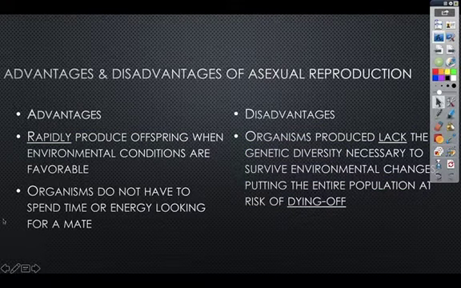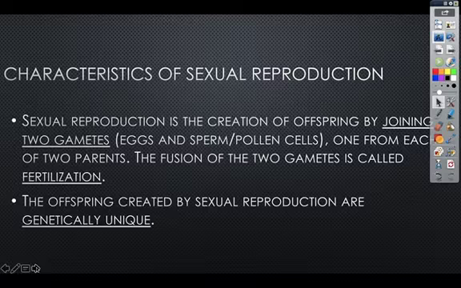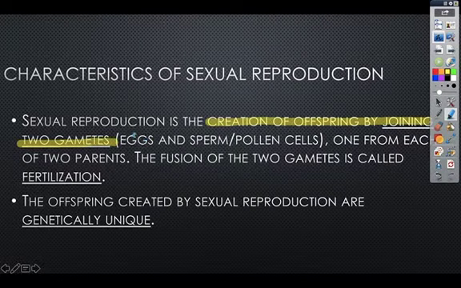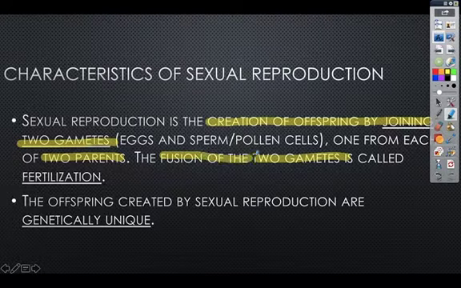All right, so next let's talk about the different types of sexual reproduction. So just a general overview first. Sexual reproduction is the creation of offspring by the joining of two gametes. So you have two cells coming together. Remember, gametes are eggs, sperm, and pollen. So one gamete from each of the two parents is going to unite, and this is called fertilization. So the fusion, the coming together of the two gametes, that's fertilization.